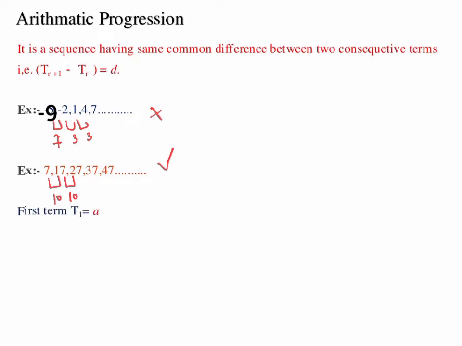First term t1, we write it as a. Generally in most of the books and even examinations we write the first term as a, but that could change. But normally most of the time it is a, and hopefully it will be a. Last term, the nth term, that is L, and common difference d, but it could take any other letter also.